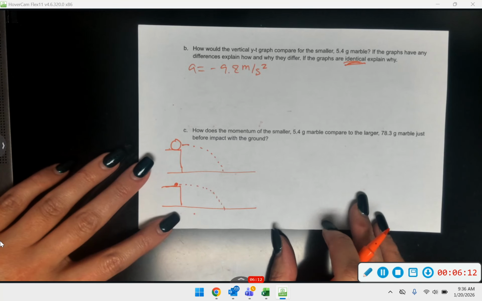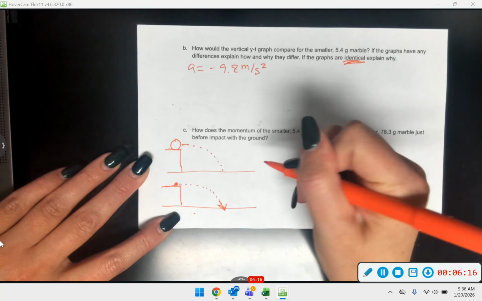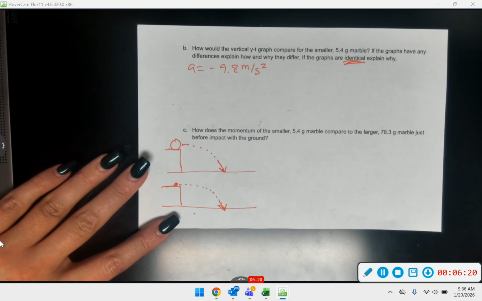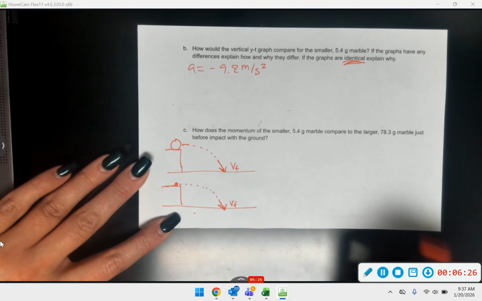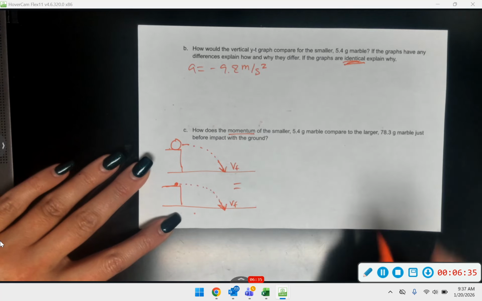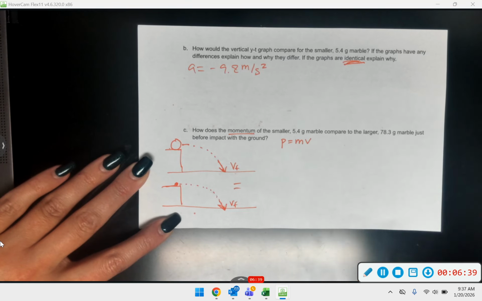And so we would expect it to hit the ground with the exact same velocity. And that velocity will be at some angle. We could calculate it if we want to, but we don't need to. I know that V final here and V final here are equal. However, that's not what it asks. It asks how the momentum compares. And momentum, as a reminder, is mass times velocity.